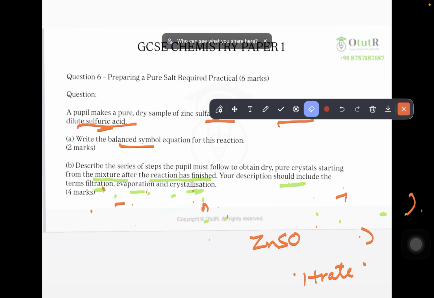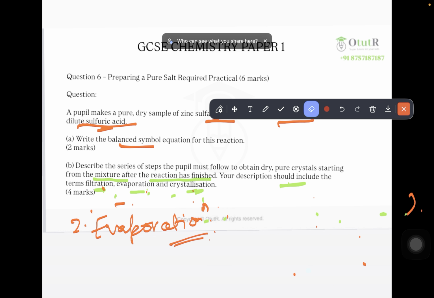Alright. Next is evaporation. Second, evaporation. Evaporation is when we heat the filtrate gently to remove some water and make the solution more concentrated. Until when? Until crystals start to form at the edges. So what is the filtrate? The filtrate is ZnSO4, which is zinc sulfate. We'll heat the filtrate gently to remove some water and make the solution more concentrated.